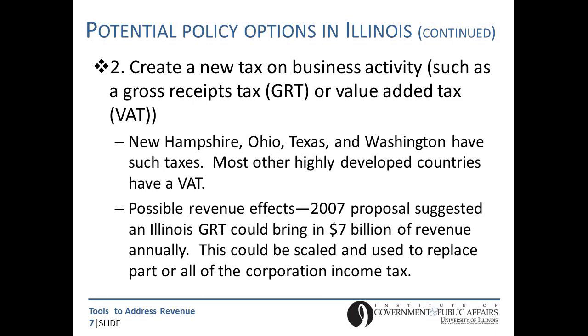This kind of tax could be introduced in Illinois. There was a 2007 proposal under Governor Blagojevich for an Illinois gross receipts tax. It went to a resounding political defeat, but it was estimated it could bring in $7 billion of revenue annually. So you're talking about an order of magnitude different compared to relatively minor changes in the corporate income tax. Obviously, we wouldn't have to have a value-added tax that brought in that much revenue. We could scale it down, or we could use it to replace all or part of the corporate income tax.